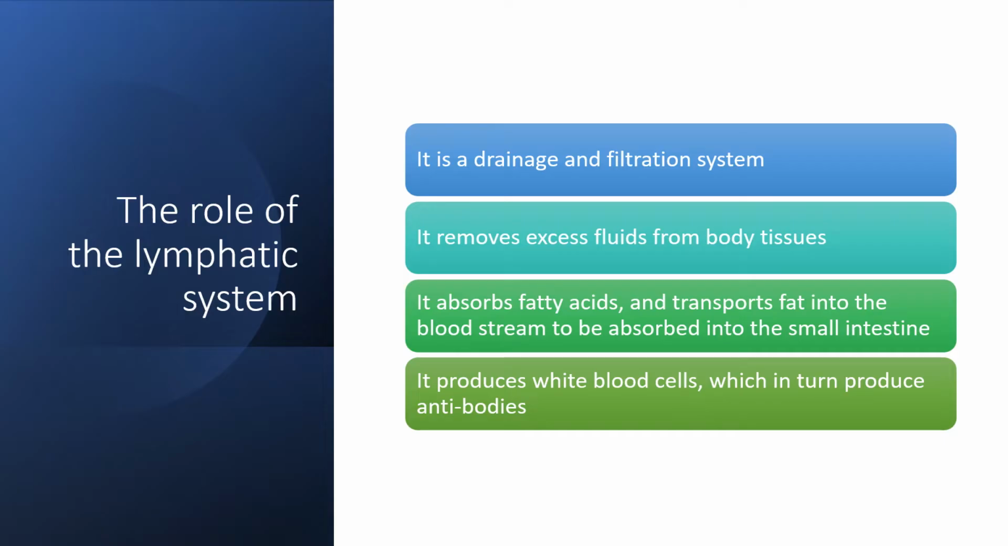We now move on to the role of the lymphatic system. It's a drainage and filtration system. It removes excess fluids from body tissues. It absorbs fatty acids and transports fat into the bloodstream to be absorbed by the small intestine. It produces white blood cells, which in turn produce antibodies.